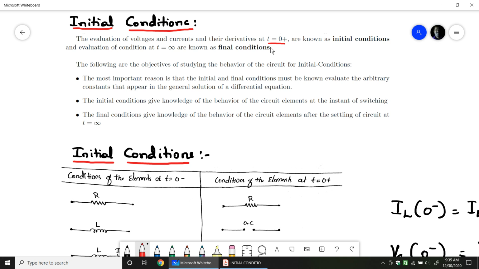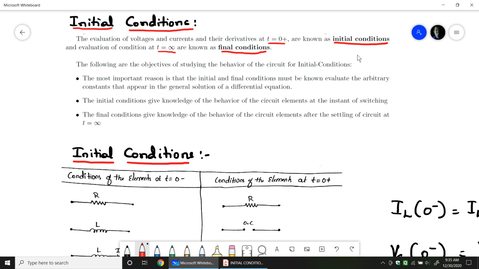We call that t equals 0 plus, and the currents and voltages, or their derivatives, that we calculate at t equals 0 plus are normally called initial conditions. If we find the same currents, voltages and their derivatives at t equals infinity, then we call them final conditions. So we will see two conditions: one is the initial state, and the other is the steady state. The initial condition is at t equals 0 plus, and the final state, also called the steady state, is normally calculated when time reaches infinity.